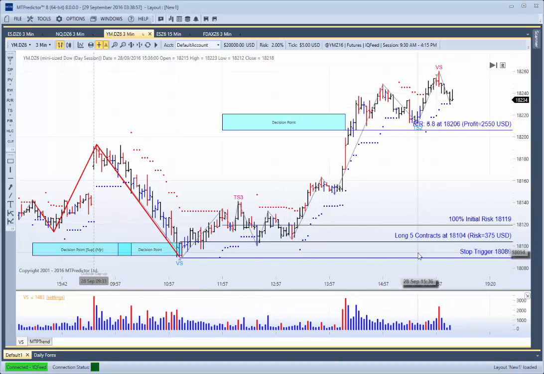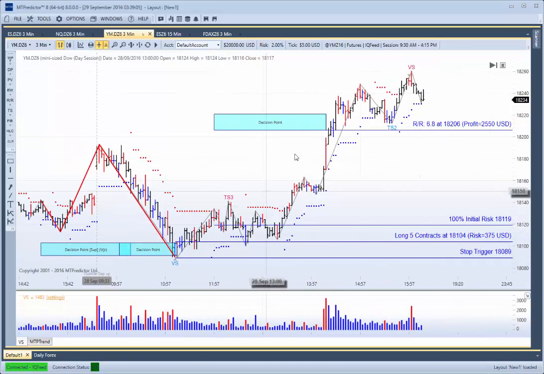Remember, we use correct position sizing. In this case, looking to risk 2% of a sample $20,000 account. The target was up there, and as you can see, the market rallied nicely throughout the day and hit that target, where an absolutely massive 6.8R profit was available.